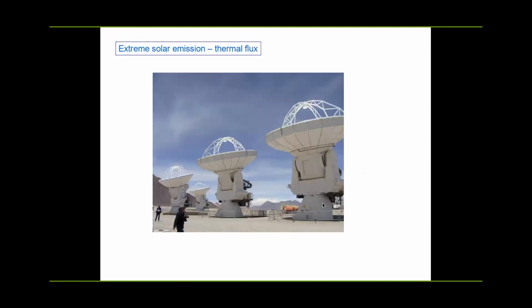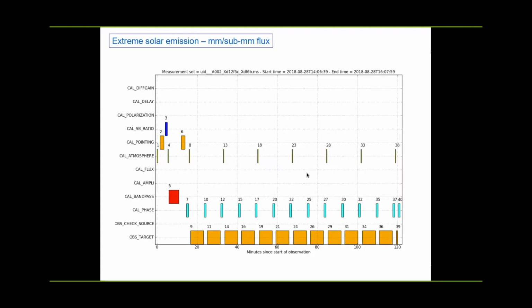So this extreme solar emission, the thermal flux, as I told, is easy. The reflectors have a little bit of a rough surface, so you can see that we are not baking the detectors. The thermal and optical flux is really scattered, and we are able to point to the sun without troubles. The bigger trouble is that the sun also has very big millimeter and submillimeter flux. So for that, we need to adopt a procedure that is called mixer detuning.